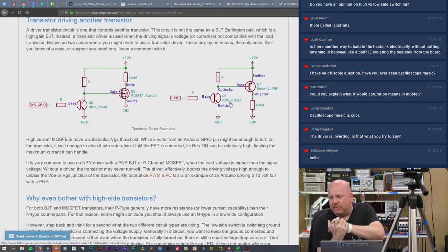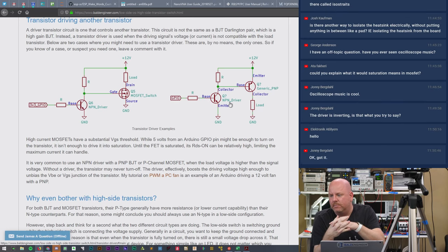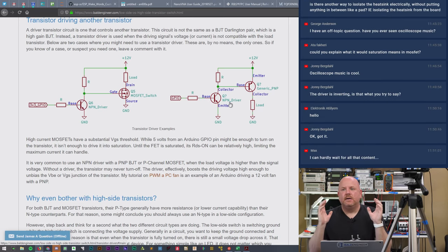Okay, let me catch up on chat real quick. Is there another way to isolate a heatsink electrically without putting anything in between the pad, i.e. isolating the heatsink from the board? Sorry, Josh, I don't have a good answer to that. If somebody in chat has something, we can talk about it, but the only thought that comes to mind is that there are companies like Bergquist, whose entire existence is to make electrically non-conductive but heat-conductive materials to attach heat sinks to transistors. And so my guess is, in general, to electrically isolate, you have to add an isolation path.